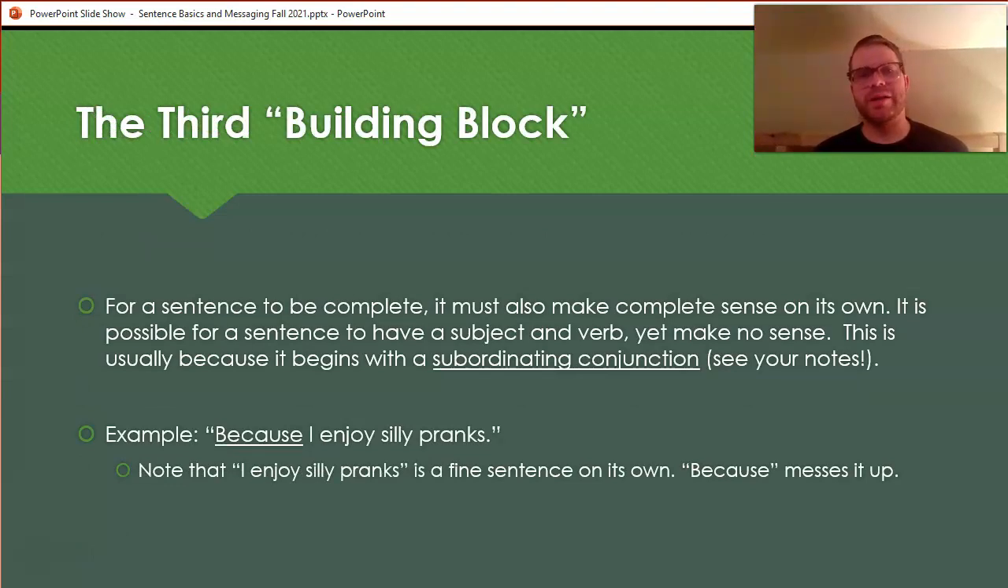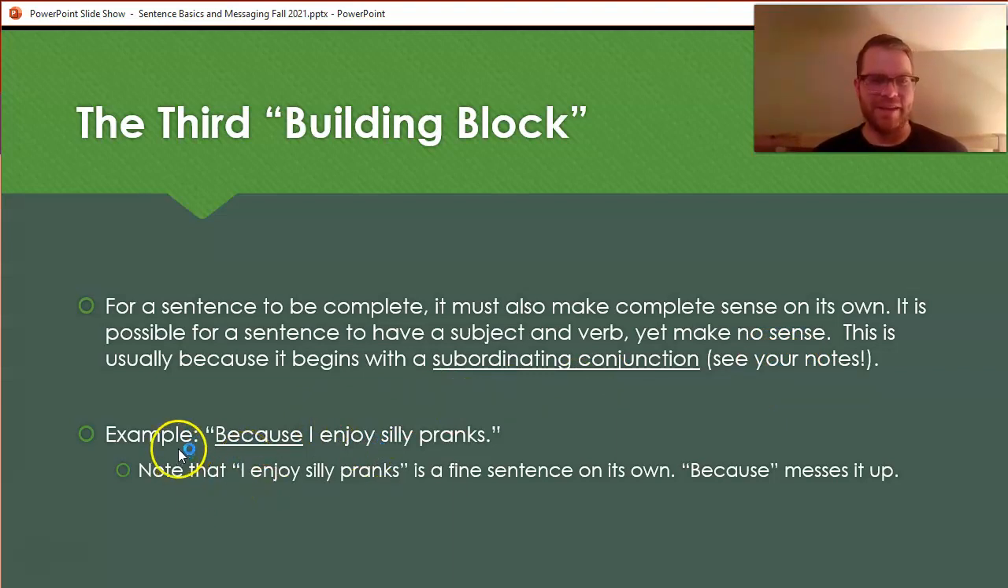There is one more building block that we should be aware of for sentence writing. In order for a sentence to be complete, it must also make sense on its own. This is where we get to something a little more complex that we'll touch on next semester especially. But this is what happens when we begin a sentence with a subordinating conjunction. It says see your notes. I don't have those for you just yet. Again, I think we'll look at that in semester 2 especially.